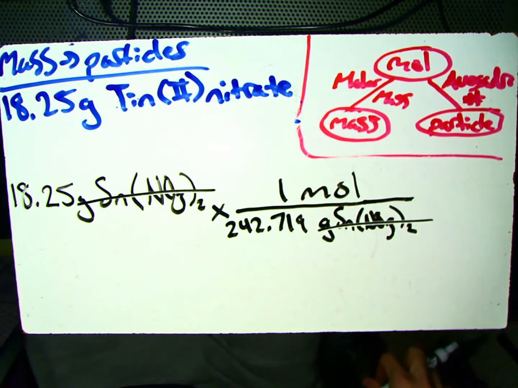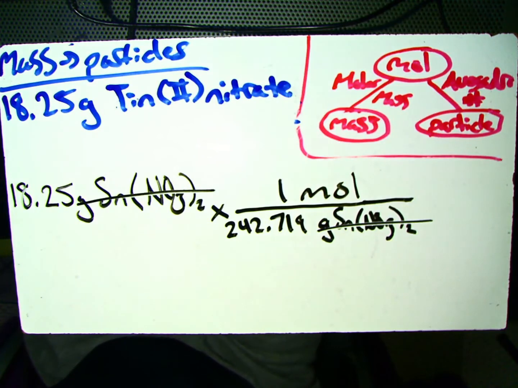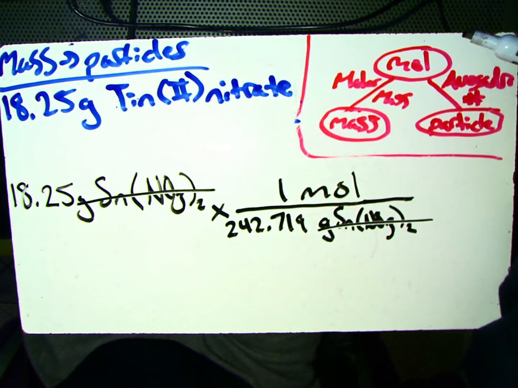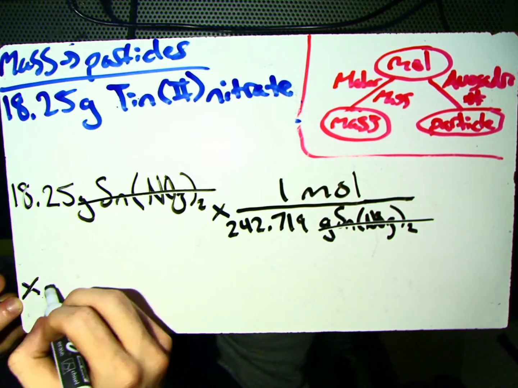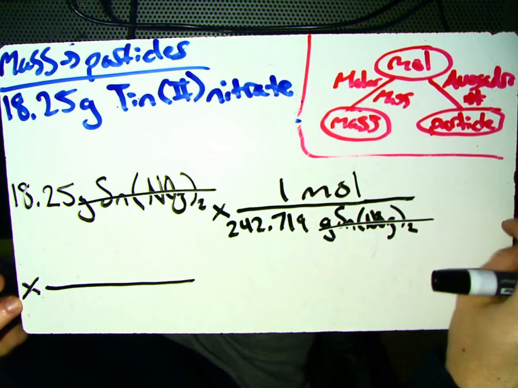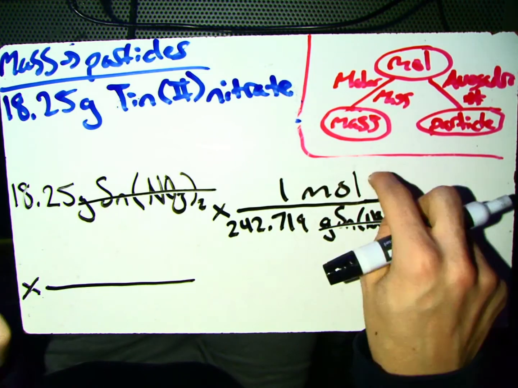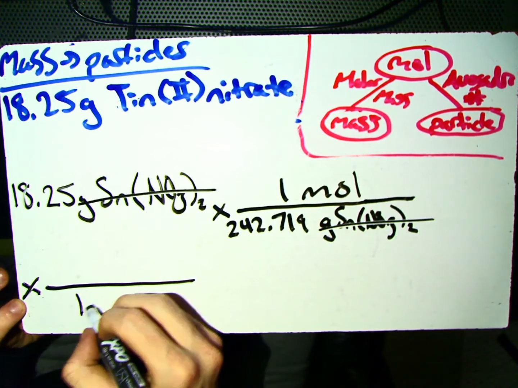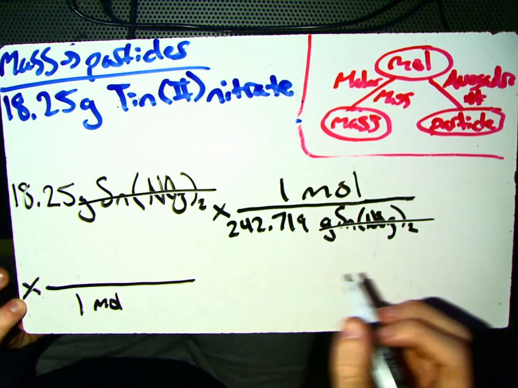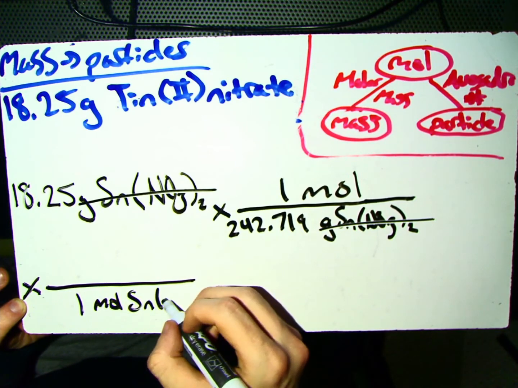But we're not done, right? Because we're in moles, and we want to get to particles. So what do we have to do? We have to do another conversion, moles to particles, and we're going to be going through Avogadro's number to do that. So I'm sorry if this makes it look a little bit confusing, but we're going down here now just because I don't have enough space here. Moles in our numerator here, we need to cancel it out diagonally, so we know that our denominator here is going to be 1 mole of tin 2 nitrate.